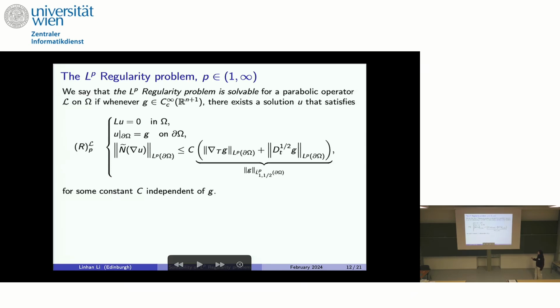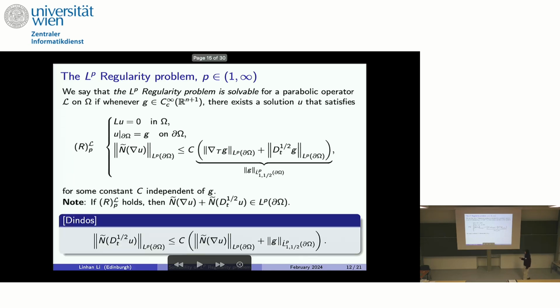And on the left-hand side, I still have the LP norm of the modified non-tangential maximal function of the spatial gradient of the solution. Now you might ask why you don't also want to control the LP norm of the non-tangential maximal function of the half derivative in time of U. That's because in a recent work by Dingdosh, he showed that the LP norm of the non-tangential maximal function of the half derivative in time of U can actually be controlled by the non-tangential maximal function of the gradient of U plus the boundary data. And he showed this for a parabolic operator with a drift.